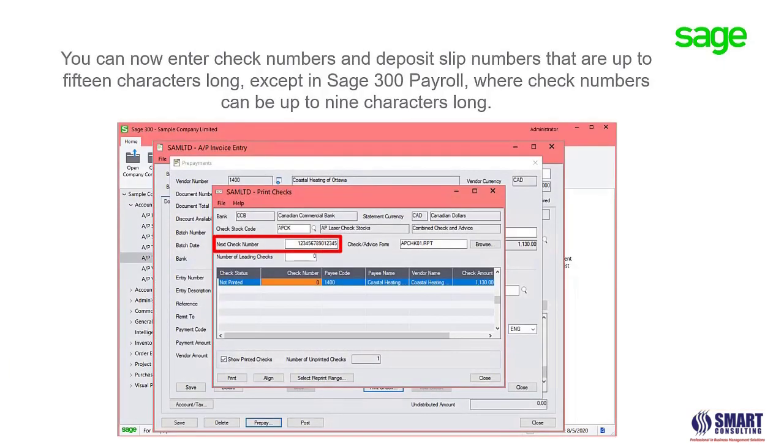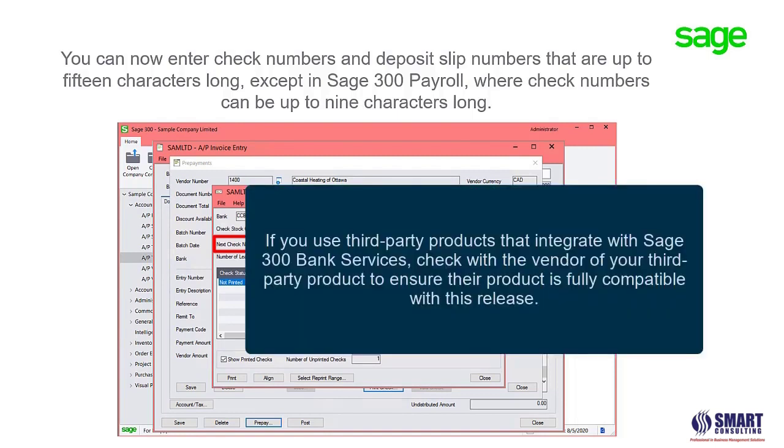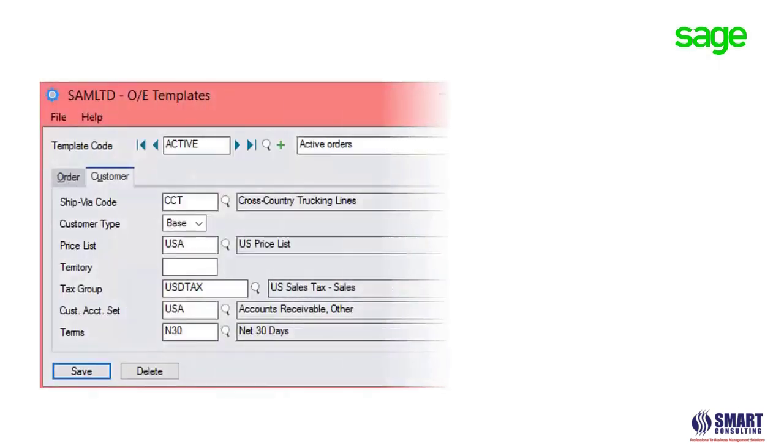You can now enter check numbers and deposit slip numbers that are up to 15 characters long, except in Sage 300 Payroll, where check numbers can be up to 9 characters long. If you use third-party products that integrate with Sage 300 Bank services, check with the vendor of your third-party product to ensure their product is fully compatible with this release.